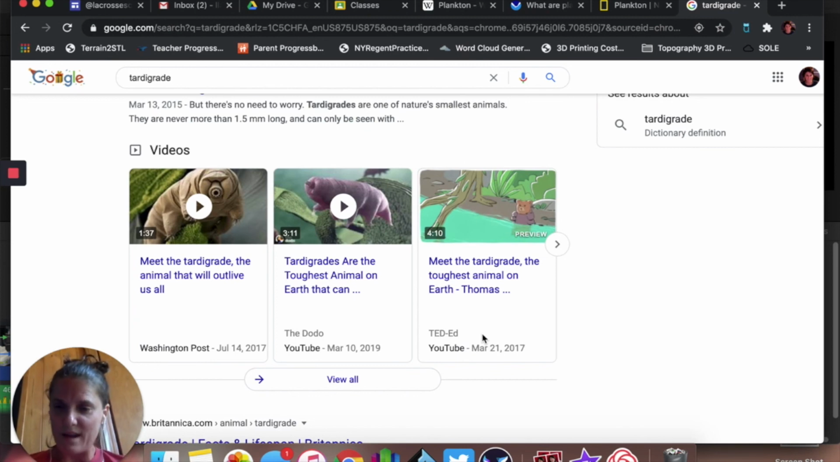So take a look at some reliable resources, jot down some information. The more you have, the better your experience is going to be in class.